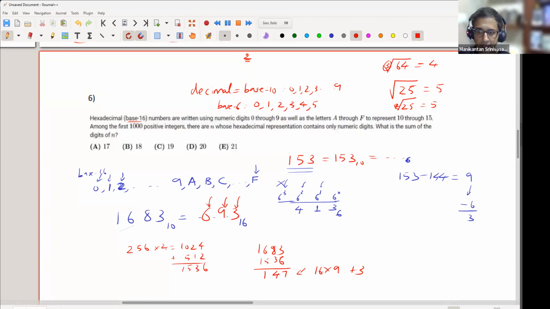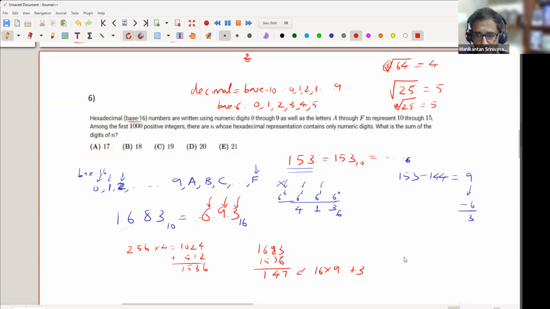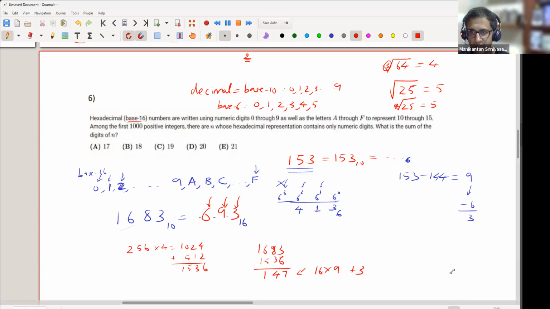Perfect. Okay, so now with that understanding, let's look at this problem, right? Hexadecimal numbers are written using 0 to 9, and A through F is for 10 through 15. Hexadecimal is base 16. Now the question says, among the first 1000 positive integers, there are n of them whose hexadecimal contains only numeric digits. And he says, what is the sum of the digits of n?